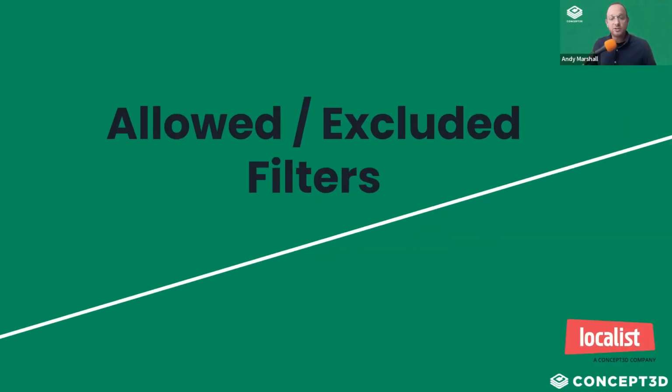So another way that Localist lets you choose what admins see which events is with our allowed and excluded filters functionality. Now, this is a little tricky to explain, so please bear with me, but it is a really helpful tool if you have a large calendar team or event admins that should only see certain events.